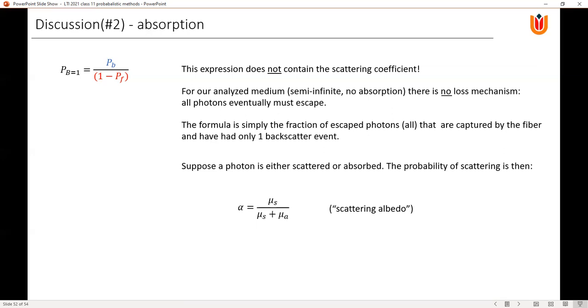If it is either scattered or absorbed, we can express the probability of scattering as a factor alpha, which is called the scattering albedo. It is the ratio of the scattering coefficient and the sum of the scattering coefficient and the absorption coefficient. The probability of scattering per unit length was μs, the probability of absorption per unit length was μa. So the probability of either of these two happening per unit length is μs plus μa, and these are the only two mechanisms. So the probability that it actually is scattering is μs over that sum.